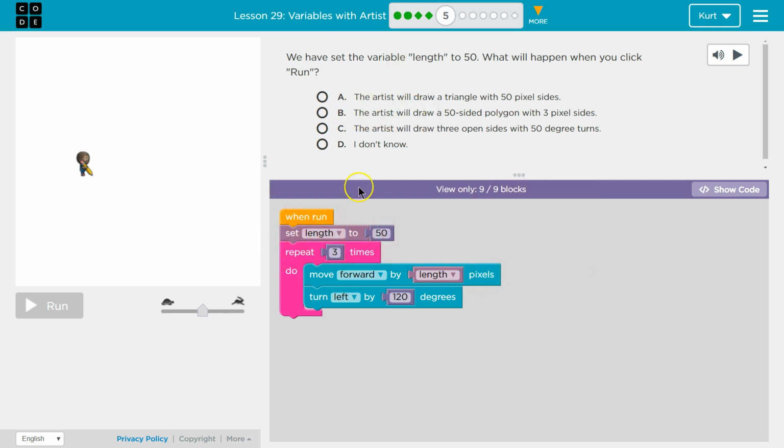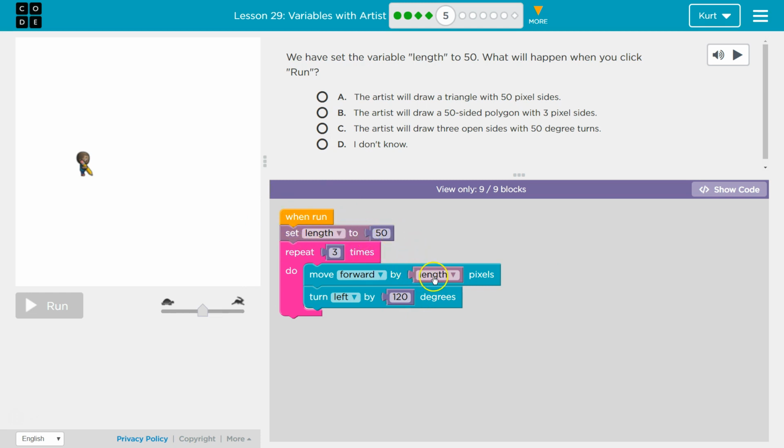What's going to happen? When run, set length to 50. Okay. So repeat 3 times. Okay, so this is probably the 3 sides of a triangle. Maybe move forward by length. Wait a minute, what's length? Whoop. Right here, length to 50.